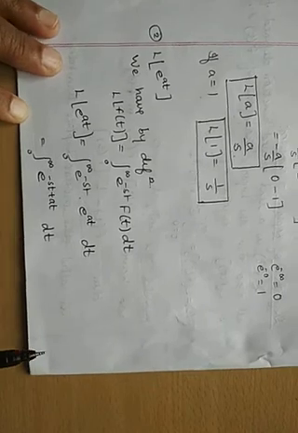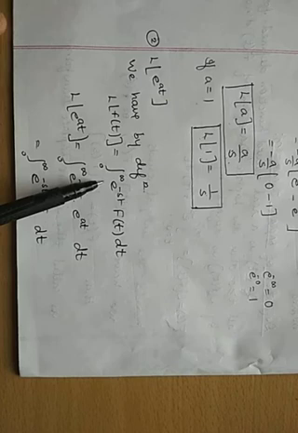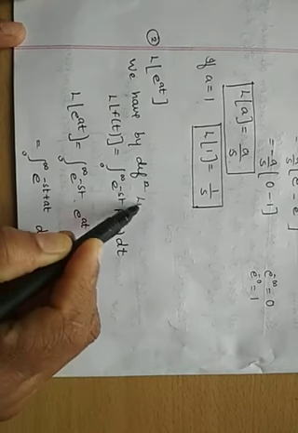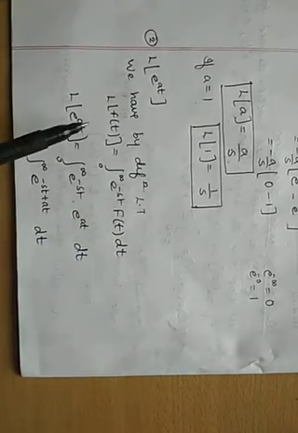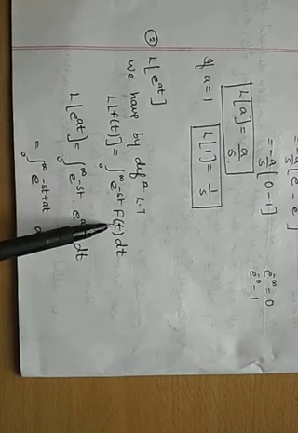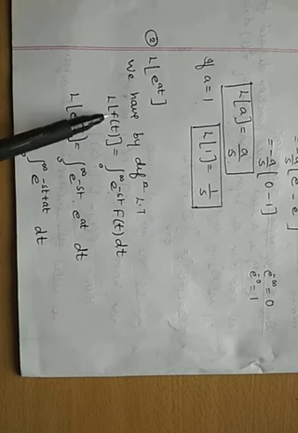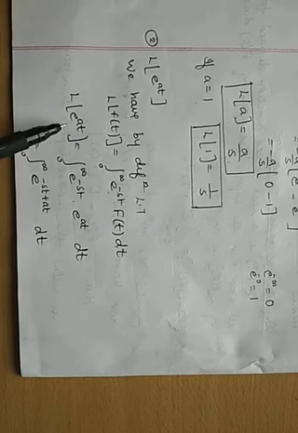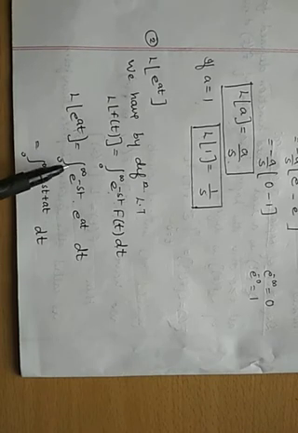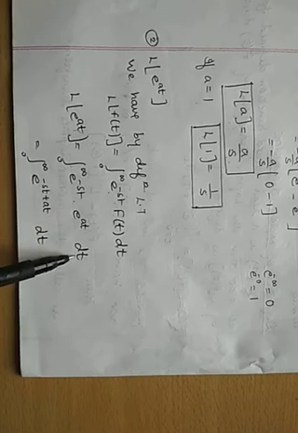Next, I have to see Laplace transform of e raised to at. So, again I will consider the definition of Laplace transform. Laplace transform of f of t is equal to integral 0 to infinity e raised to minus st f of t dt. Therefore, Laplace transform of e raised to at, now I want. So, where f of t is there, substitute e raised to at. So, integral 0 to infinity e raised to minus st into e raised to at dt.